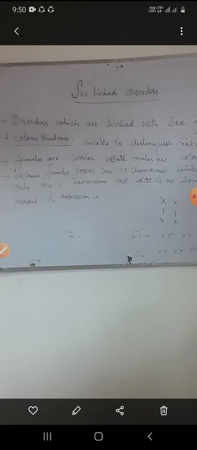There are so many, but we have to discuss the two important sex linked disorders. One is called colorblindness and the other is called hemophilia. Let's first see colorblindness. What is colorblindness? Colorblindness was first of all seen in Dalton.